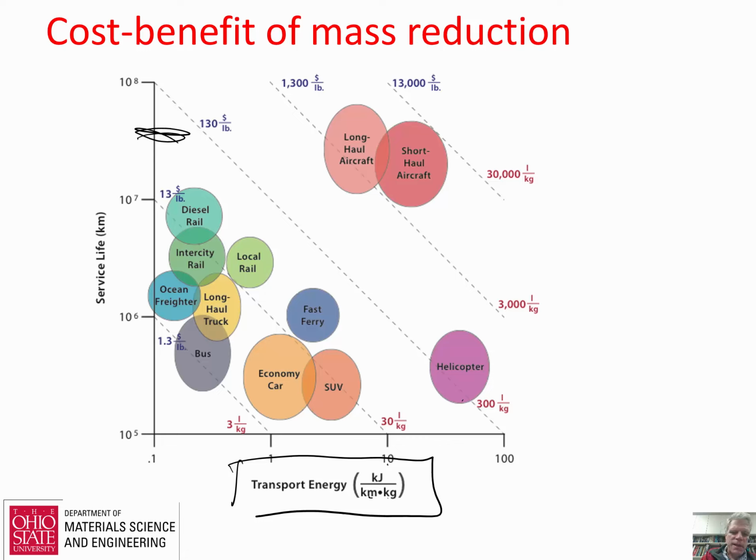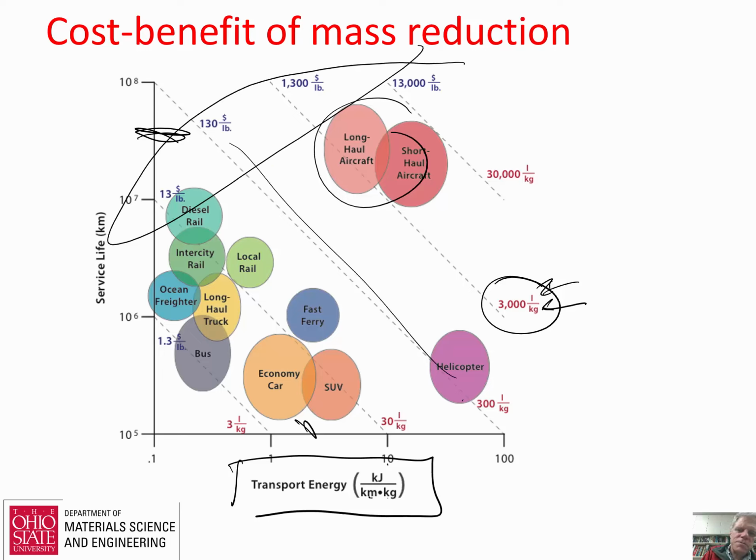And if you multiply that by the transport energy, you can find out that these airplanes, if you pull out a kilogram, it'll save about 3,000 liters of gasoline. If I do this with an economy car, I might only save on the order of maybe 10 liters of gasoline by pulling a kilogram out. So you can turn this into dollars. And each of these guys generate a contour there.